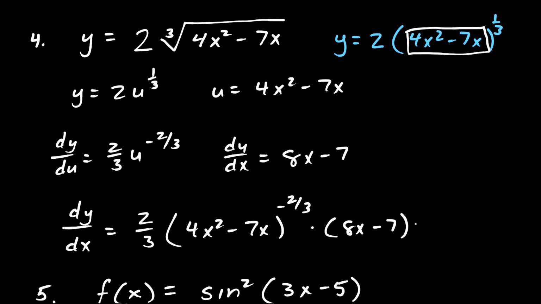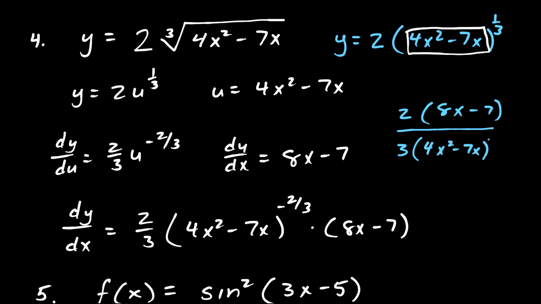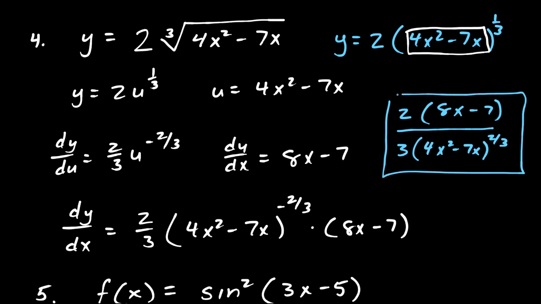Now again, we can clean this up and write this as a single fraction, so why don't I just go ahead and do that and squeeze that in here for you. You would have 2 and 8x minus 7 in the numerator, and our denominator would have the 3, and then the 4x squared minus 7x to the 2/3, which again, there are different ways we can write that. For now, I will leave the exponential form. So again, that is another way this can be rewritten.